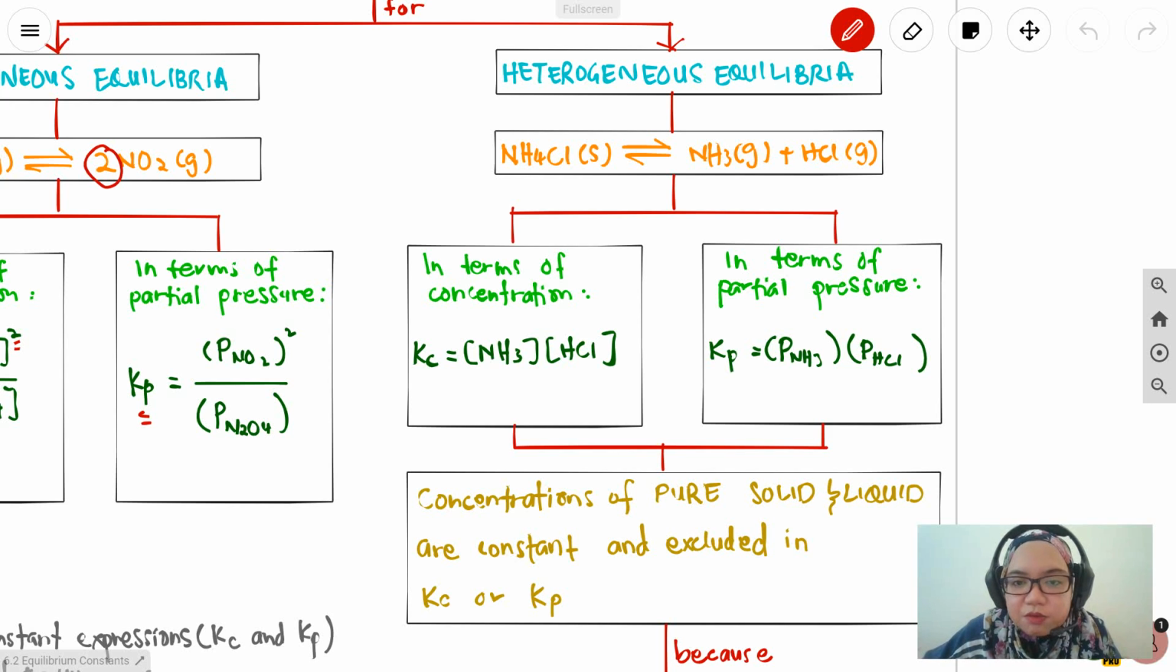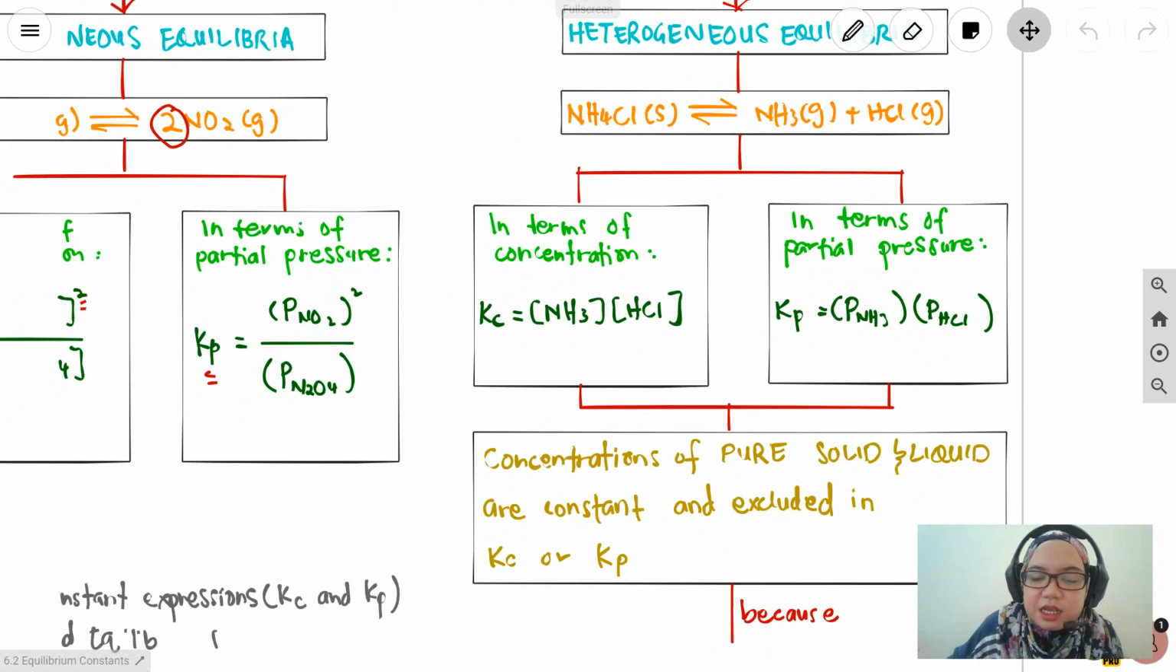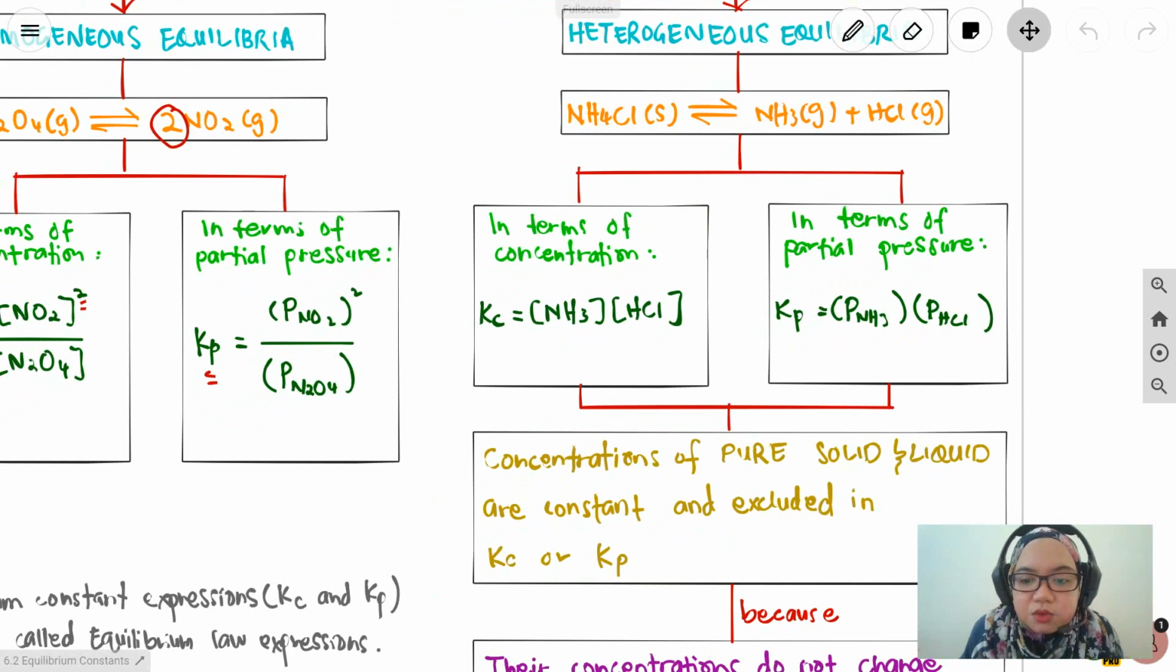NH4Cl solid will react to form NH3 gas plus HCl gas. So, in terms of concentration, we are going to include the concentration of the product gases. However, since the reactant is in the solid state, we do not include it in the equilibrium constant expression. Okay, we will see why it is not included after this.